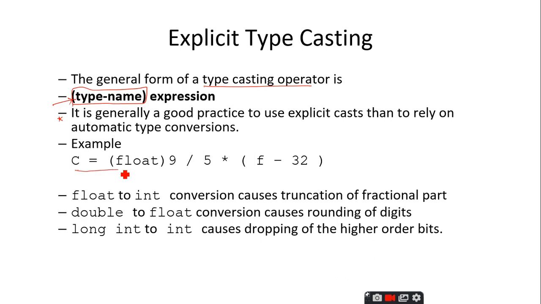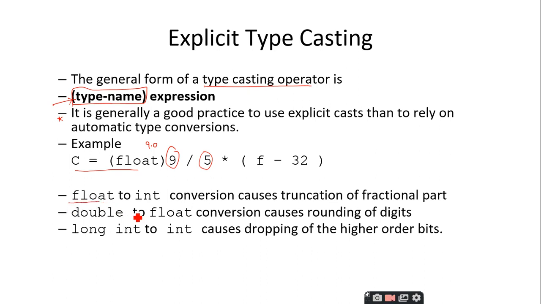This example we have seen in the earlier slide, right. So, 9 is an integer, 5 is an integer, but here I have explicitly typecasted this constant value 9 to float. So, this will be taken as 9.0. 9.0 divided by 5 is automatically converted into float.